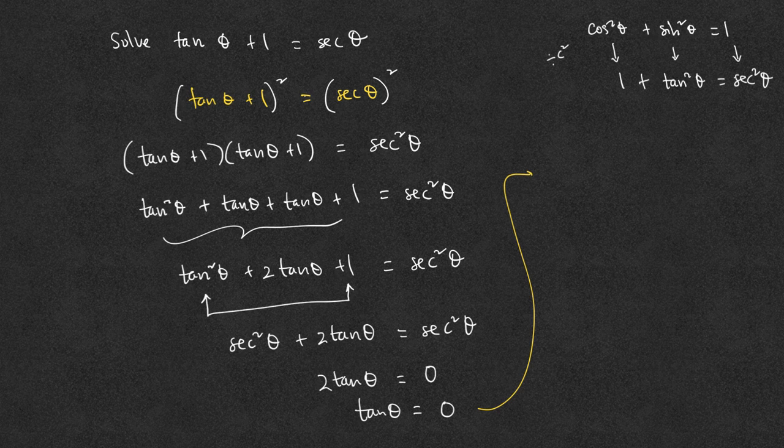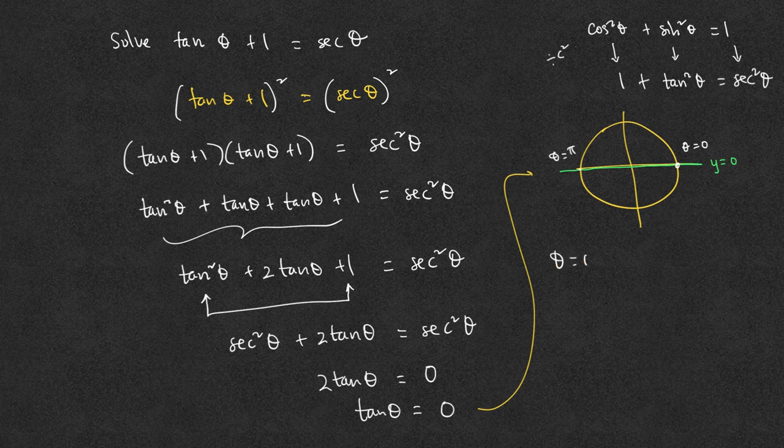On the unit circle, tangent of theta is defined to be y over x. For tangent of theta equals 0, y needs to be 0. So we draw the line y equals 0. This line intersects the circle at two places. One is theta equals 0 and the other is theta equals pi. But every time we square the equation, there might be an extraneous solution, so we need to double check this.